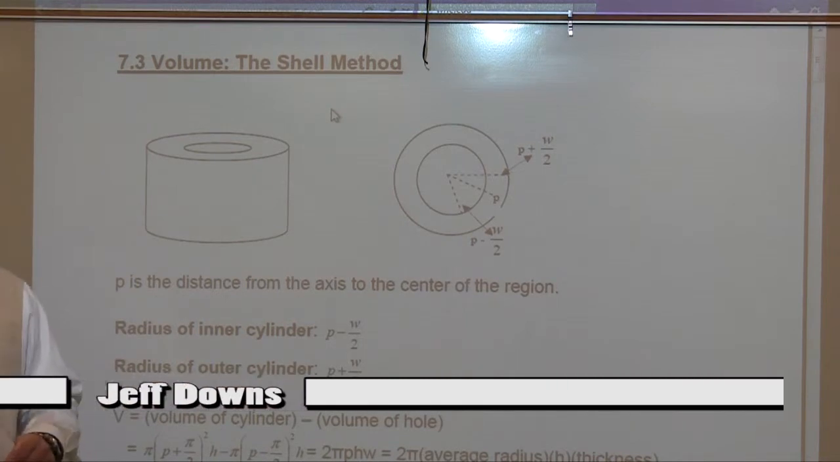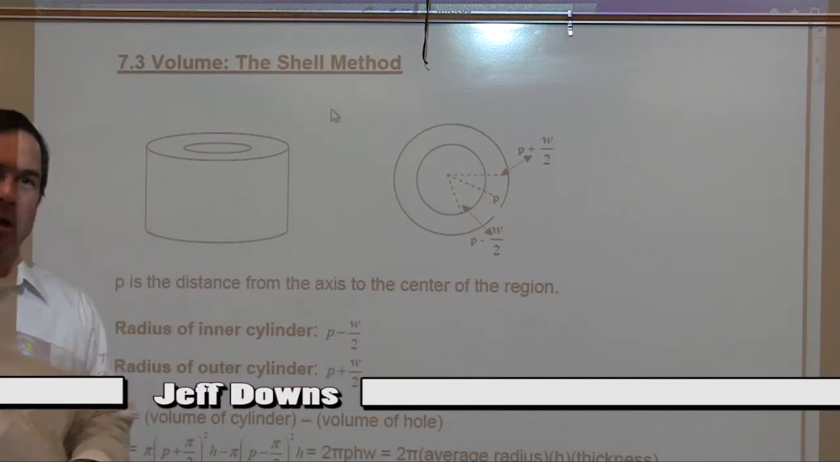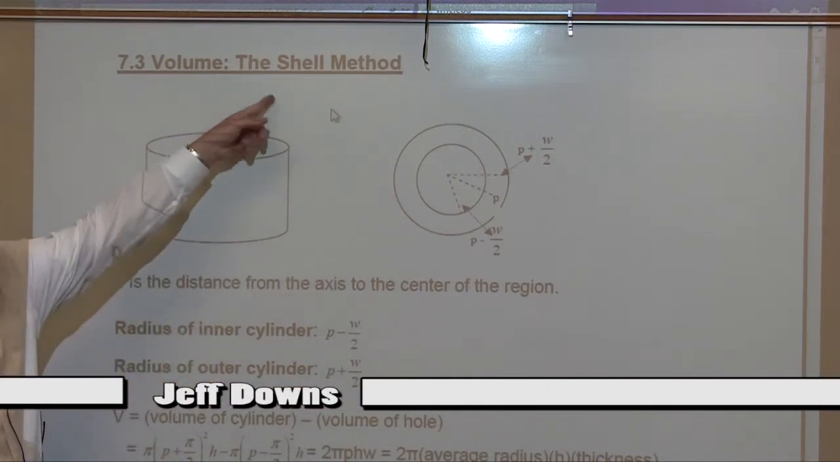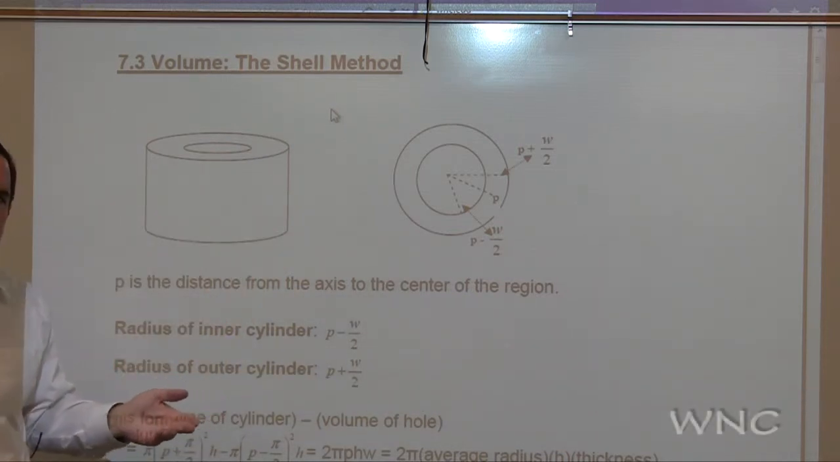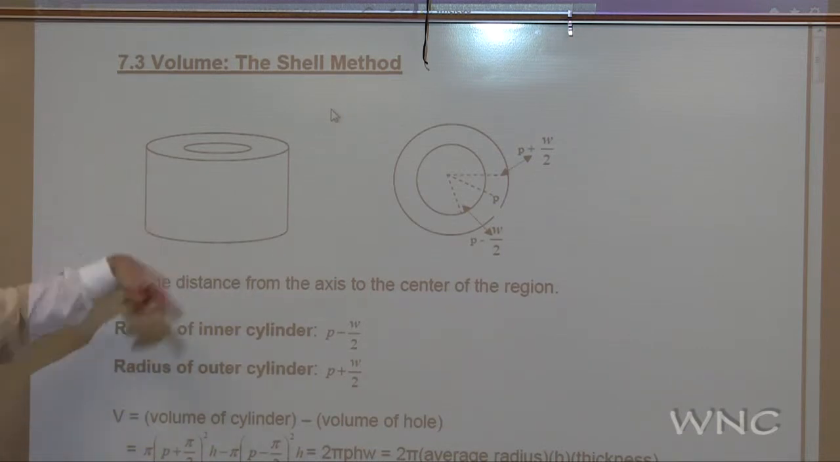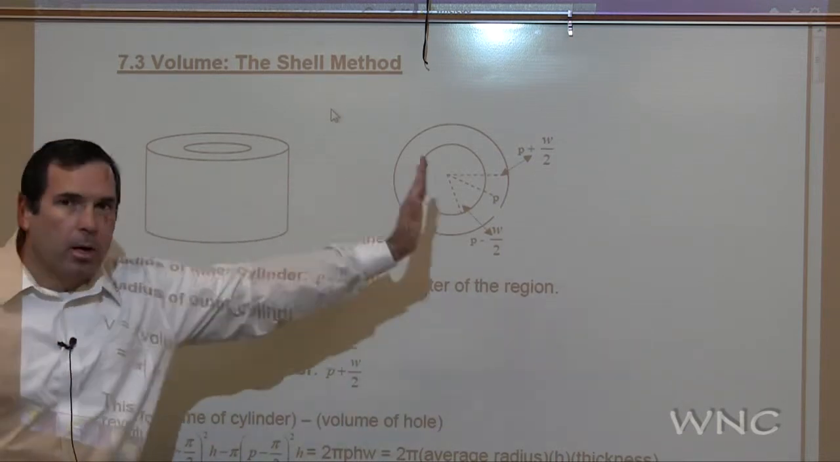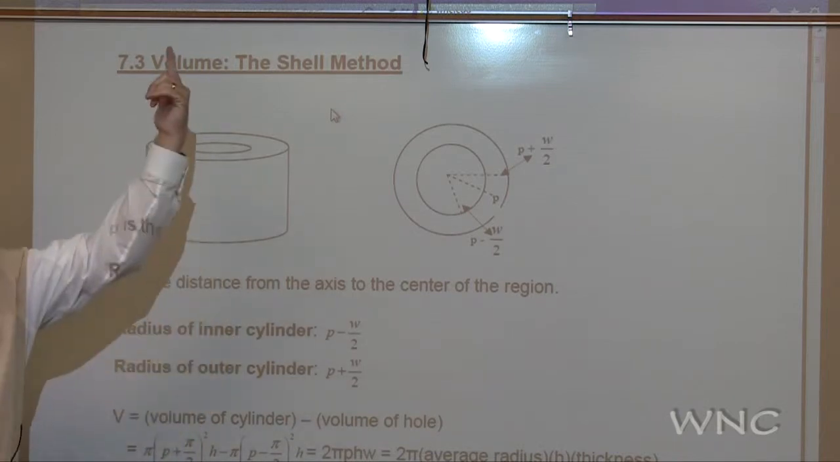Hi, welcome to 7.3. We're talking about volume again, but this time we're going to talk about a different technique. It's called the shell method. We did the disc and washer. This is the shell method. If you remember how we did the disc and washer, it was like finding the area of the circle that was generated going across the axis or going up, right?